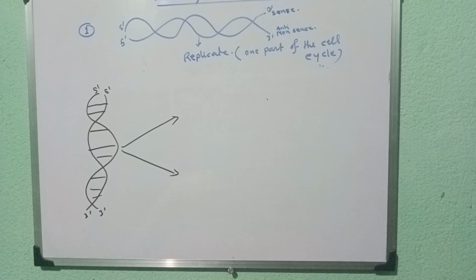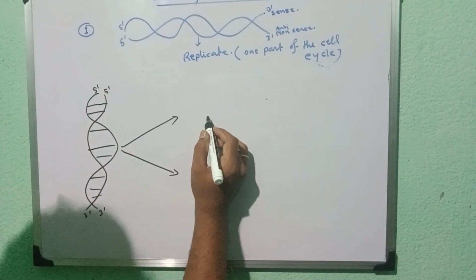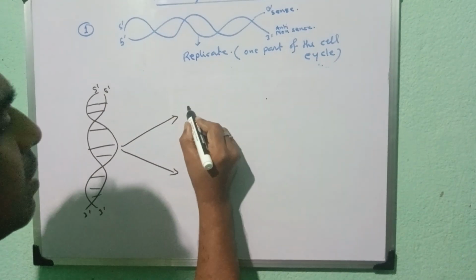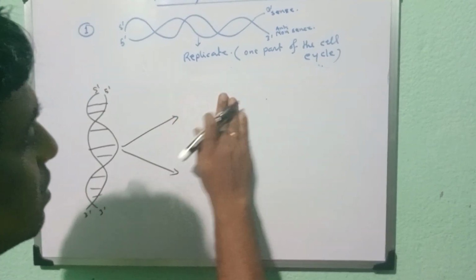This model was proposed by Max Delbrück, a scientist from the third group. That means the two original strands are conserved and two new strands are copied here.